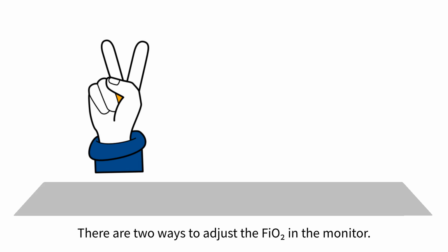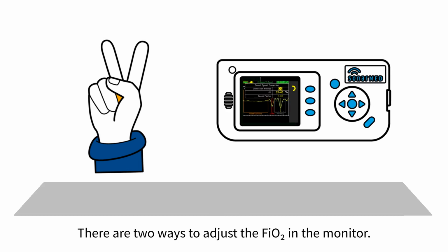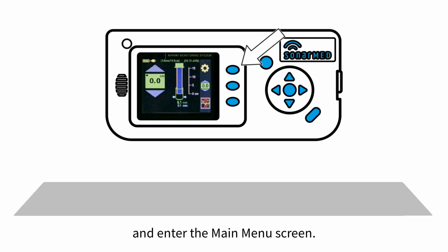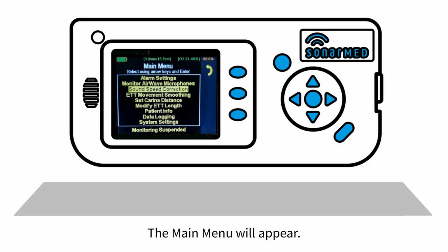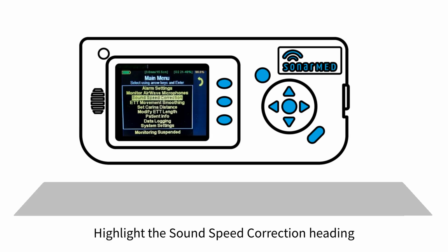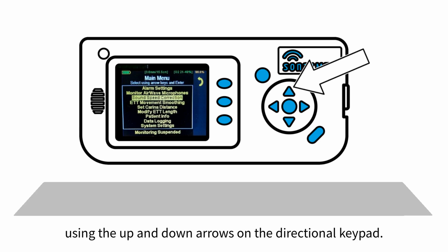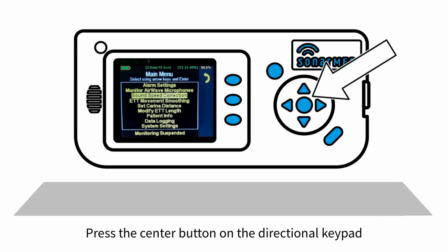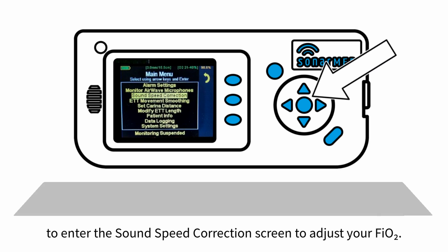There are 2 ways to adjust the FiO2 in the monitor. Using the main menu, press the function key to the right of the gear icon and enter the main menu screen. The main menu will appear. Highlight the sound speed correction heading using the up and down arrows on the directional keypad. Press the center button of the directional keypad to enter the sound speed correction screen to adjust your FiO2.